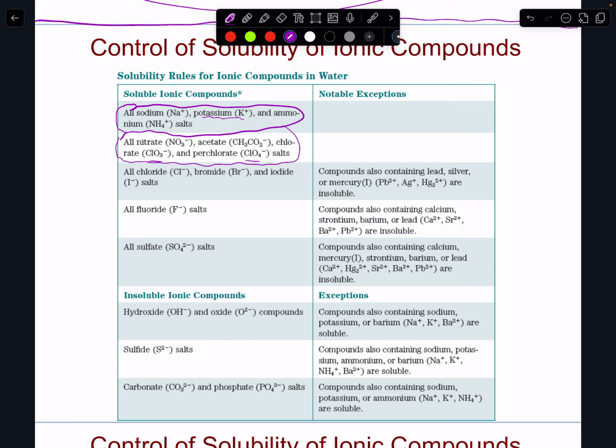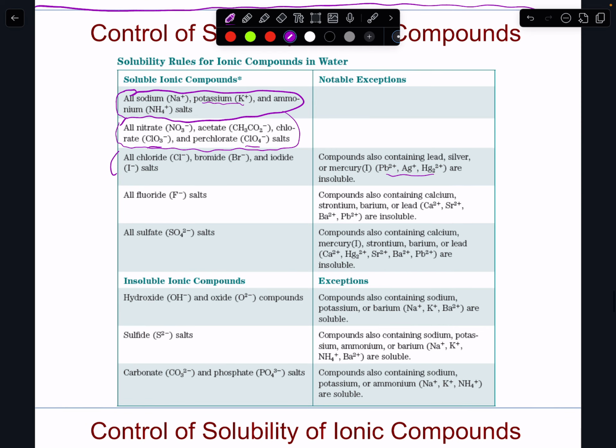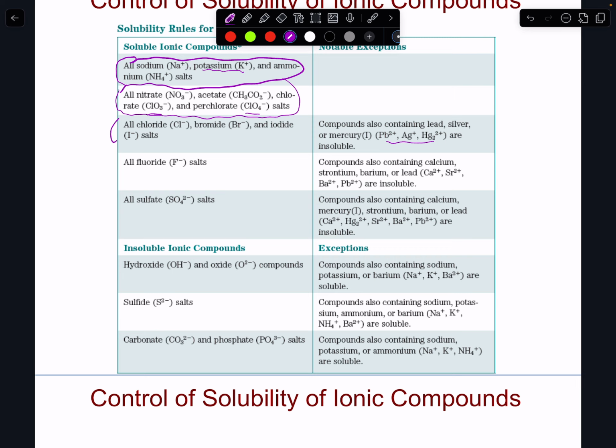And then we saw that chloride, bromide, and iodide salts are generally soluble, but there's some exceptions to that, like lead chloride would be insoluble. Silver bromide's insoluble. That's one of the main things used in photographic film. Same thing, fluoride salts are generally soluble with some examples of things that don't work that way. And same thing with sulfates. And then for things that are generally insoluble, we have hydroxide salts and oxide salts, sulfide salts, carbonates, and phosphates.